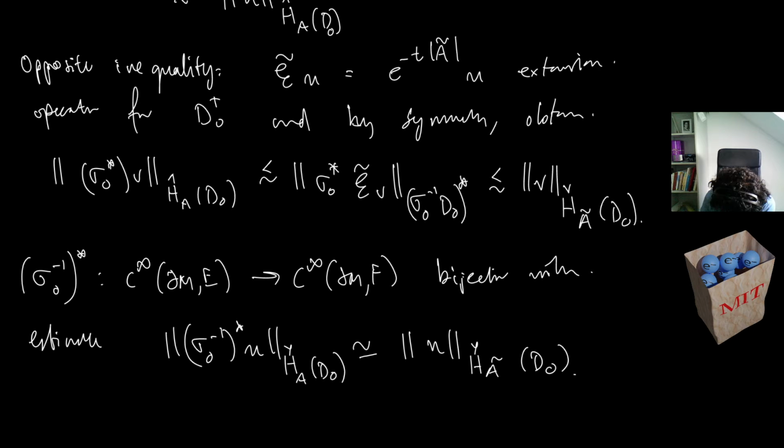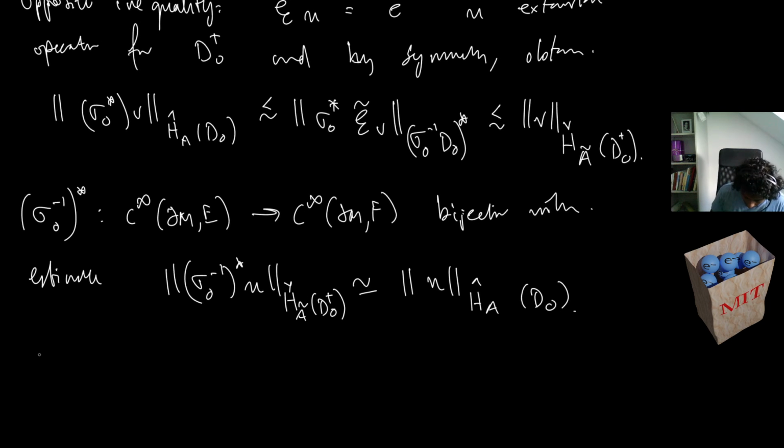Do I have this the right way around? No, I don't have it. This is the hat. So this is the tilde of D naught perp, sorry, and this is the hat of A. Right. And by density, so by density conclusion follows.